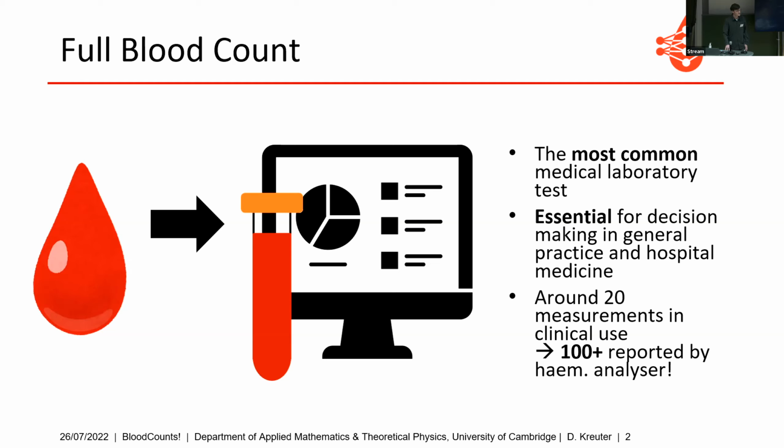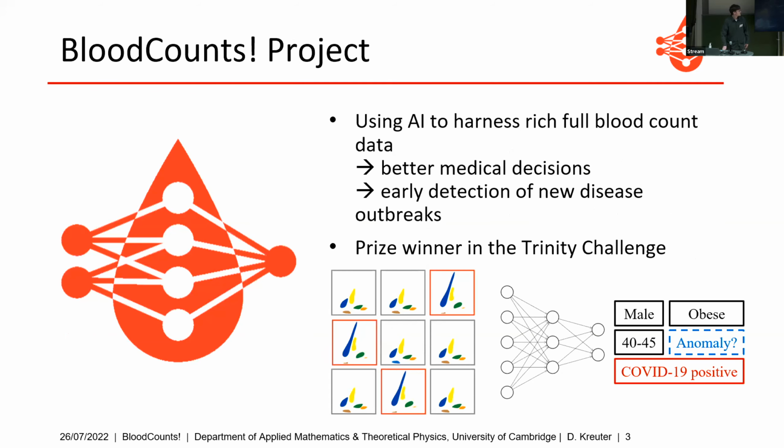And the way it works essentially is you take a blood sample, you put it into a hematology analyzer machine, which itself is a flow cytometer, and it takes measurements of the cells in the blood, and it returns quite a lot of measurements. Around 20 of these are normally used in clinical use, but over 100 are actually reported by the machine. And as such, we at the blood counts project would like to use AI to harness this more rich full blood count data to make better medical decisions, as well as for early detection of new disease outbreaks.